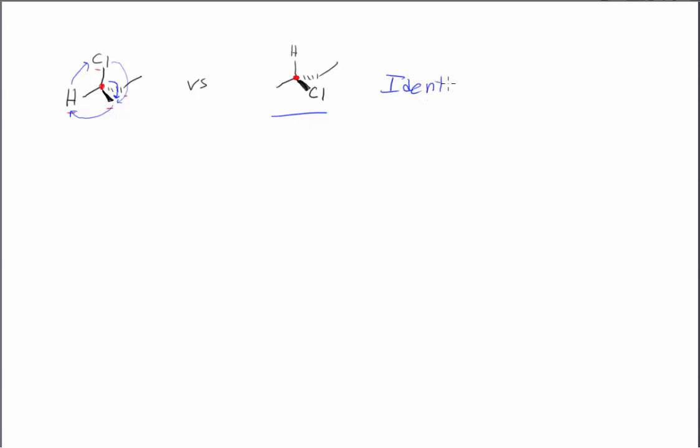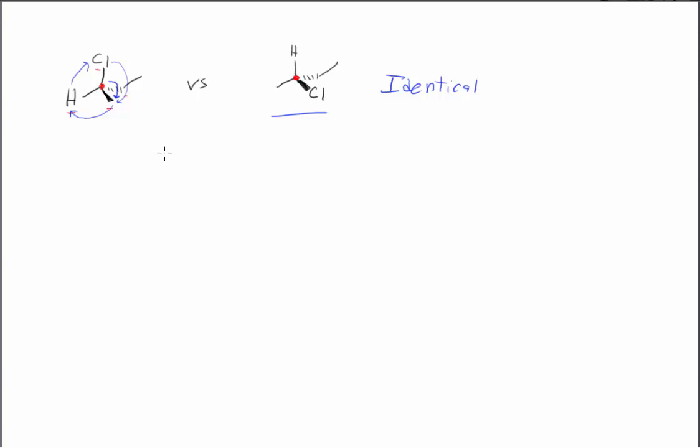And so with that observation, we can label these identical. It's simply a CC bond rotation that allows us to go between these two drawings. And that does not involve the breaking of bonds or the rearrangement of bonds or atoms. It's simply a bond rotation, which happens, we know, all the time at room temperature. So these are identical molecules.